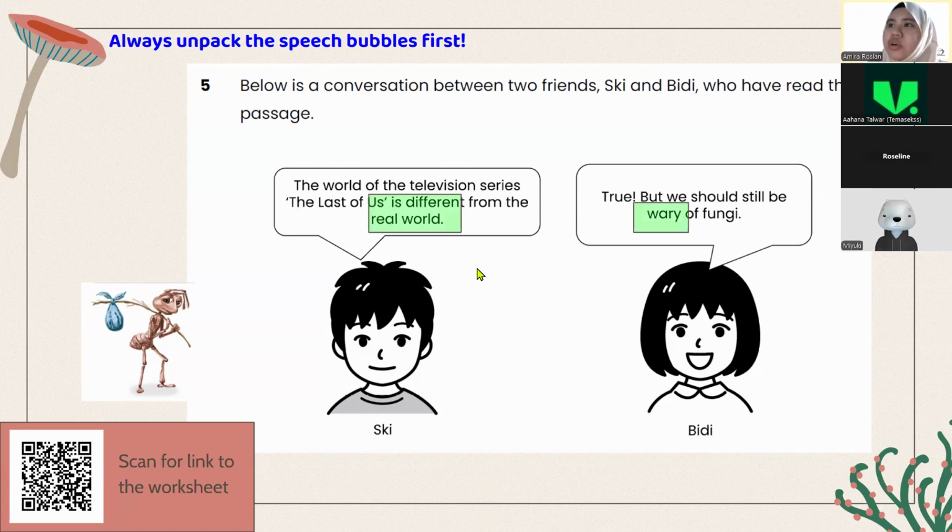Now, if you take a look, notice for Ski, he says that The Last of Us is different from the real world. What does real world mean? When he says real world, good, reality. So this means the world of the TV series The Last of Us is different from our current reality. Good, Adam. Now what about wary? What does it mean, wary of? Okay, let me message you the full answer for question 4.